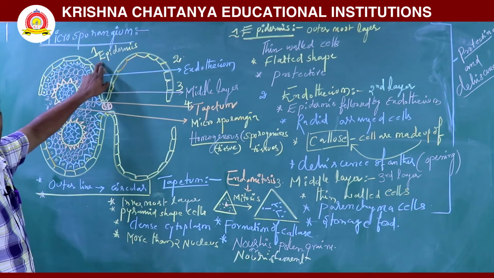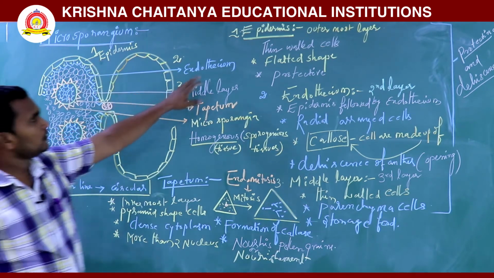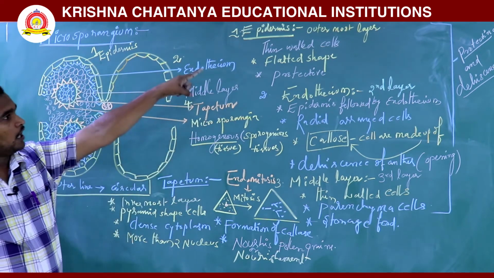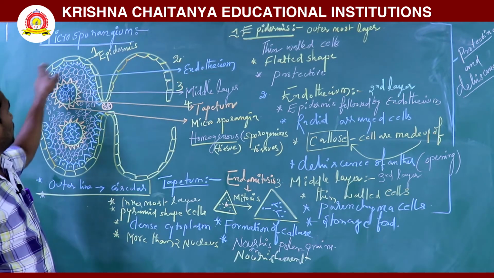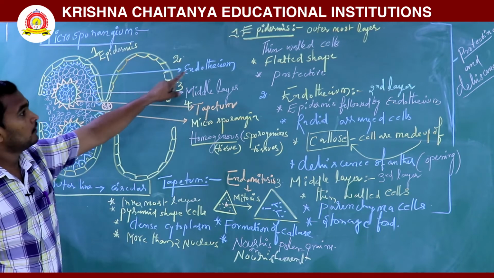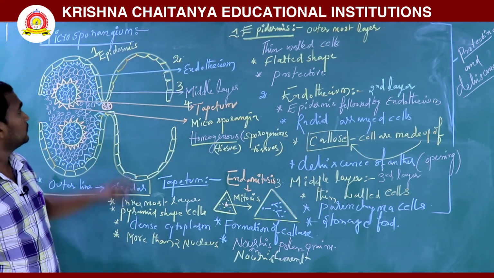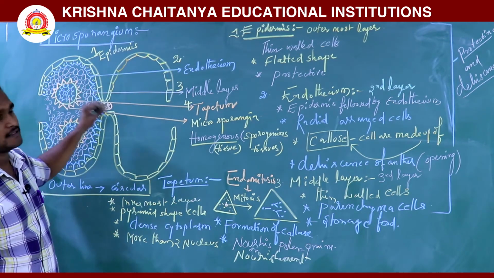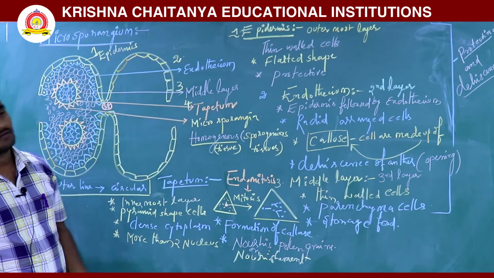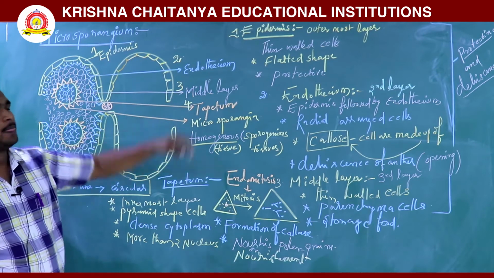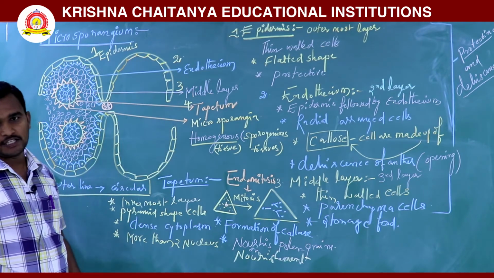First we will discuss the epidermis. The epidermis is the outermost layer. These are thin-walled cells, not thick-walled: thin-walled and flat in shape. It is also protective in nature.